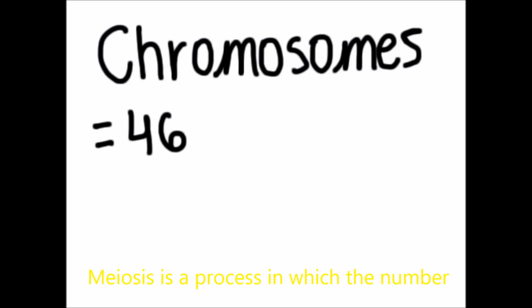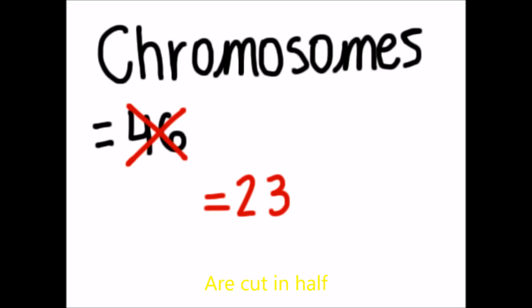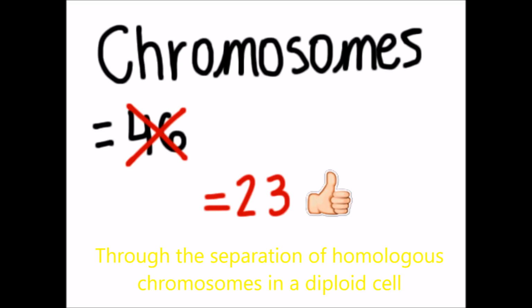meiosis. Meiosis is a process in which the number of chromosomes per cell is cut in half through the separation of homologous chromosomes in a diploid cell.